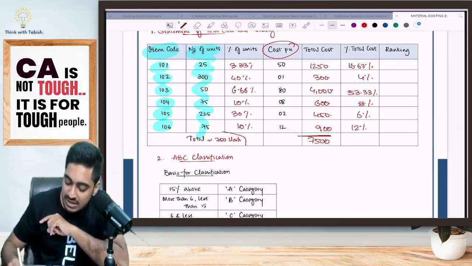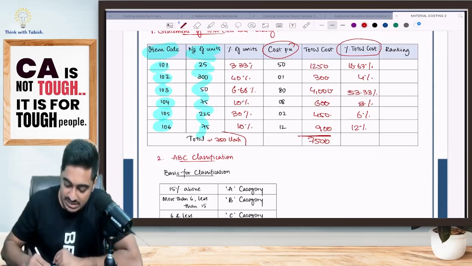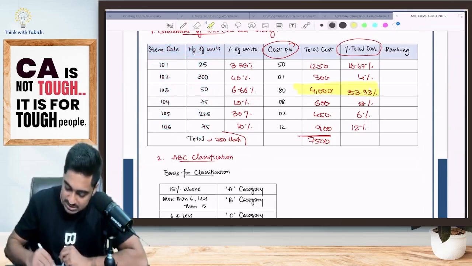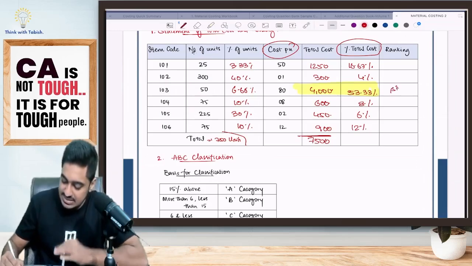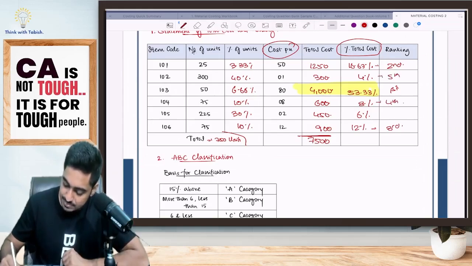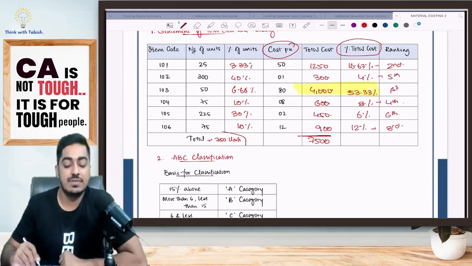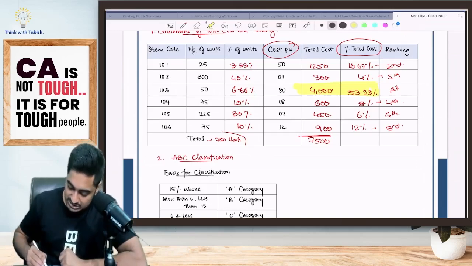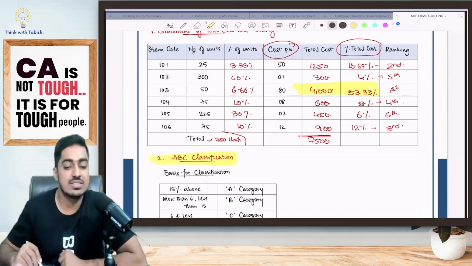Now I'll have to be giving the ranking. Tell me students, which item is the most valuable item? Most valuable. Look at this entire data and tell me which is having the highest value. 4000 rupees or 53%. For this I will tell first rank. Second most valuable is this item. I will tell second rank. Third most valuable is this item. Third rank. Fourth most valuable. Fifth valuable. Sixth valuable. I have given the ranking. Yes or no everyone? Now based on that, simple question has told me how to do ABC classification.